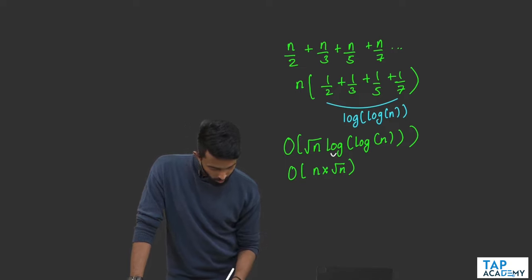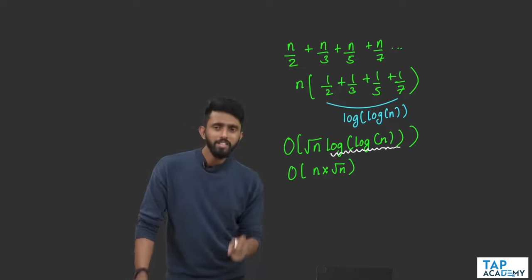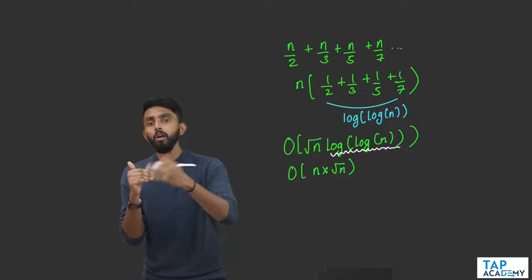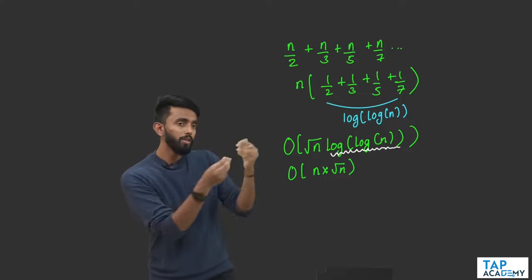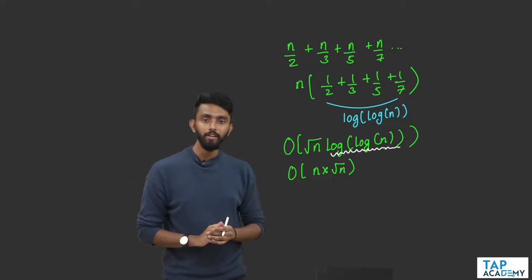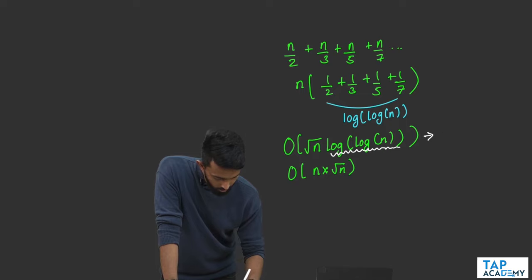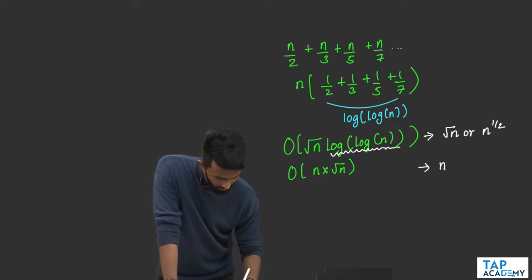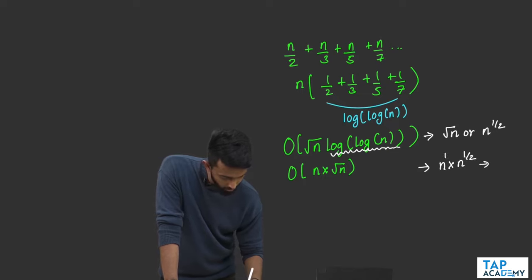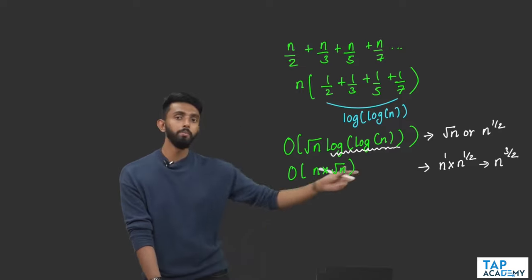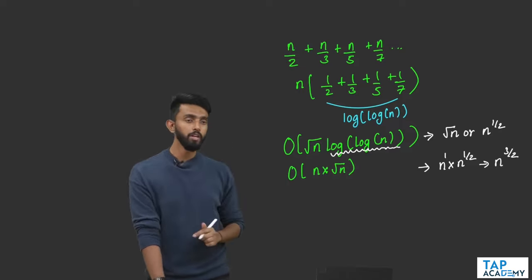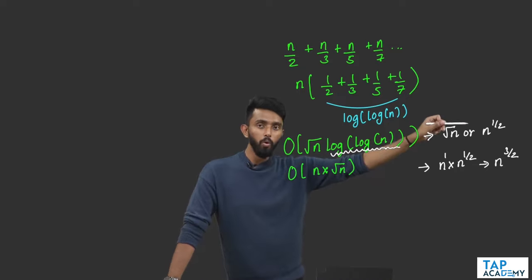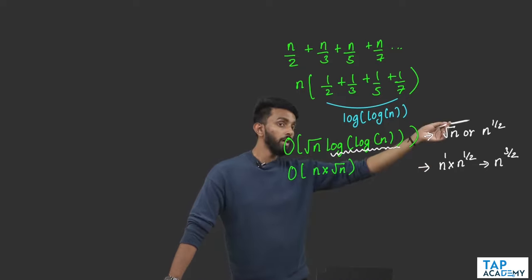let me tell you one thing, this log of log n is a very small value. Whenever you take log of something, it's such a small value that it is almost negligible. You can neglect it. Which means this is root n, or I can write it as n to the power 1 by 2. Whereas this is n into n to the power 1 by 2. So this is 1, which means this is going to become n to the power 3 by 2. Simple mathematics. I hope everybody knows this. So tell me, will this take more time or will this take more time? That is half. This is 3 by 2.